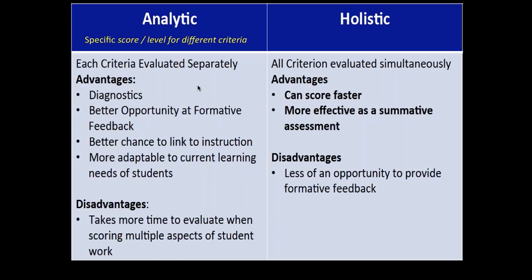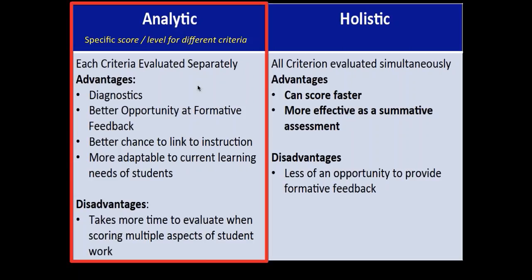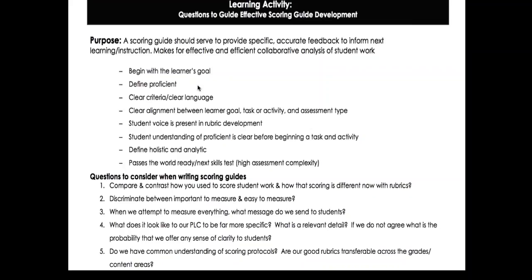When we're looking at the difference between the two, and I'm going to push us more into the analytic, it's better for diagnostic and for feedback and to link instruction back to what's in my scoring guide. It does take a little bit more time to evaluate scoring when there's multiple aspects of student work that we're using at one time. The holistic, where there's just a general score no matter what, can score them faster, more for a summative assessment, and it does provide less of an opportunity to provide formative feedback, which is critical for learning and growth. Again, I'm going to push more to the examples around the analytic.